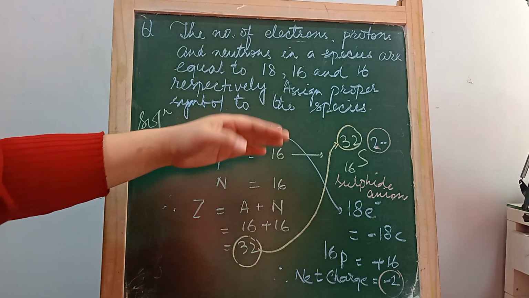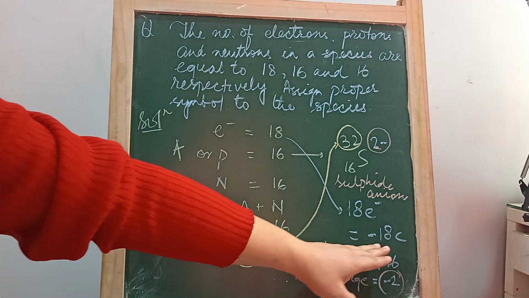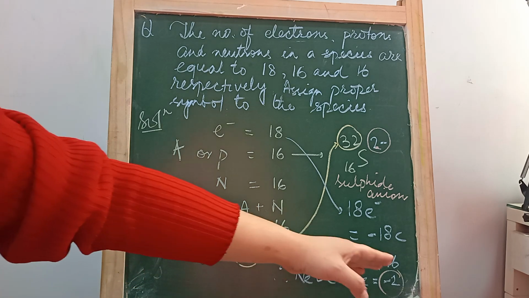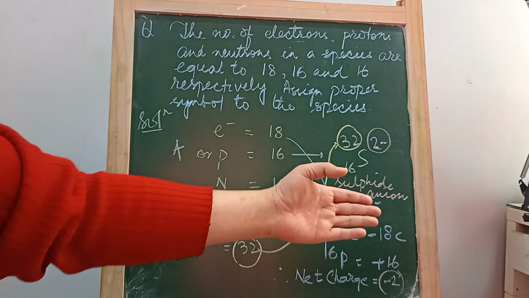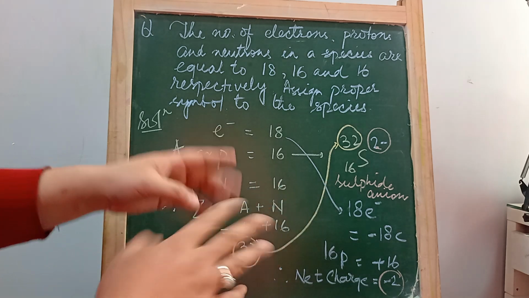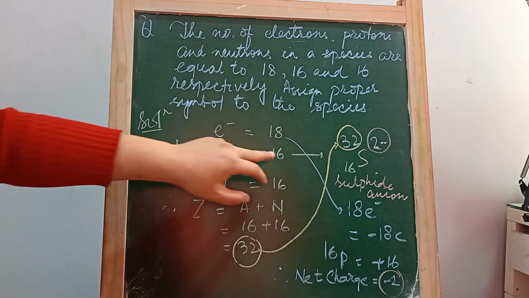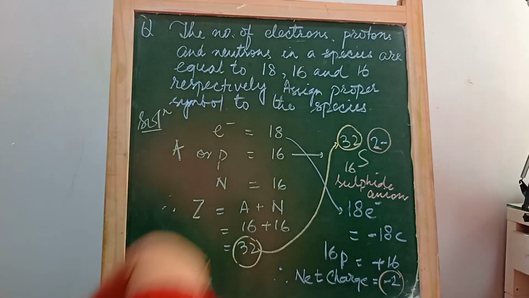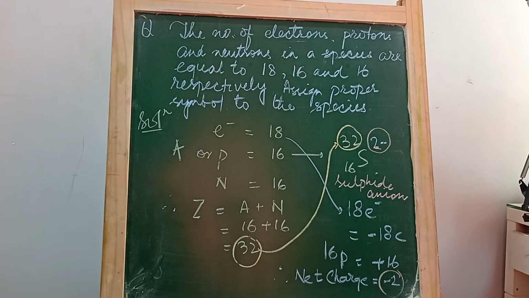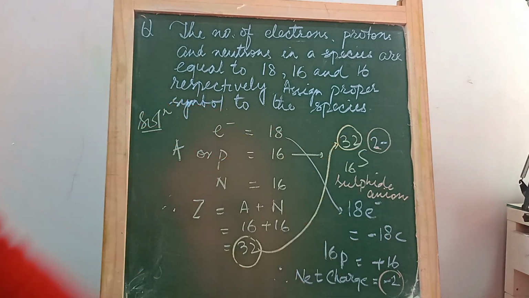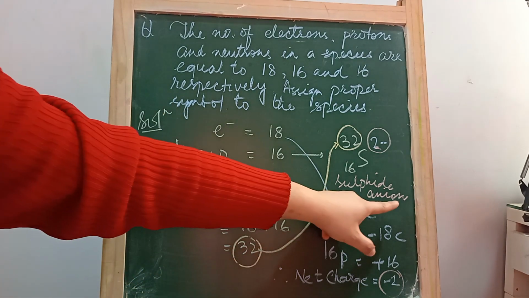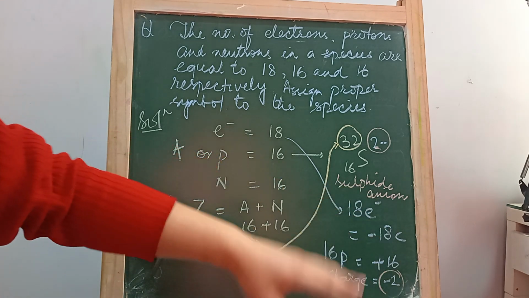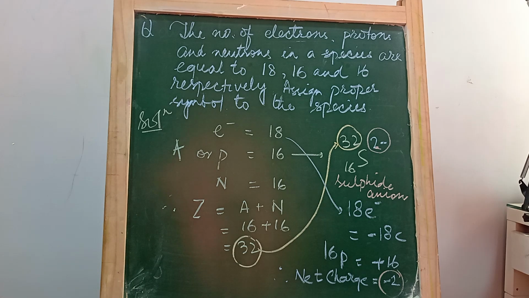So let's consider it: 18 electrons give minus 18 charges, and 16 protons give plus 16 charges. So the net charge will be minus 2. That means the number of electrons is more than the number of protons. In a neutral atom, it must be 16 electrons, but somehow it has gained 2 electrons and become negatively charged. So we put 2 minus on the top right side, which means this is not a neutral atom; this is an ion. We call it not sulfur anion, but sulfide ion or sulfide anion.